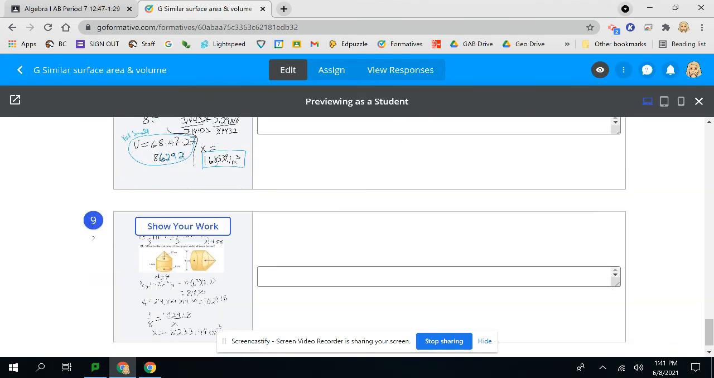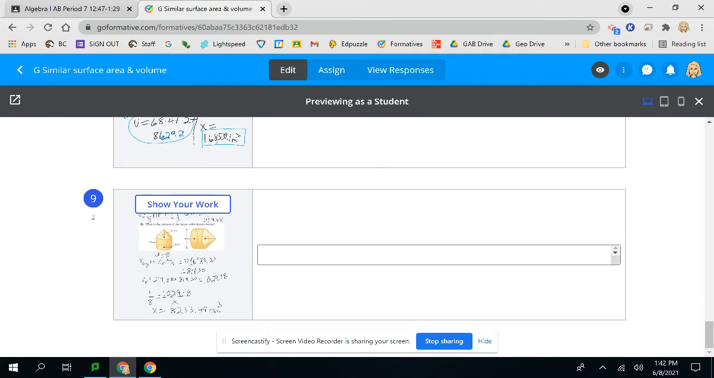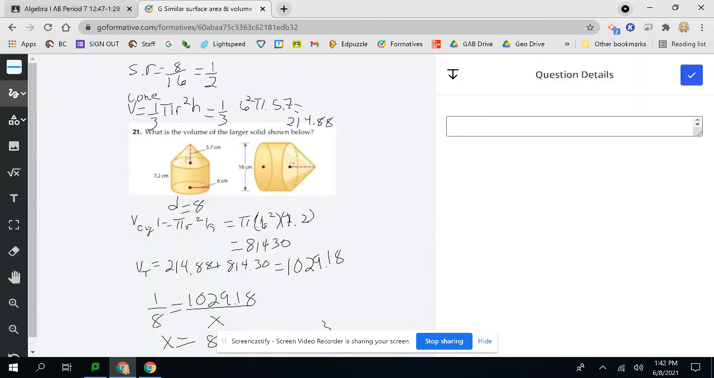Then our very last question is, what is the volume of the larger solid? So in order to find the volume of the larger solid, the first thing I need to do is find the volume of the smaller one. So the volume of the cone is 1/3 pi r squared h. So I did 1/3 times 6 squared times pi times 5.7, which gave me 214.88. I rounded to the hundredth.